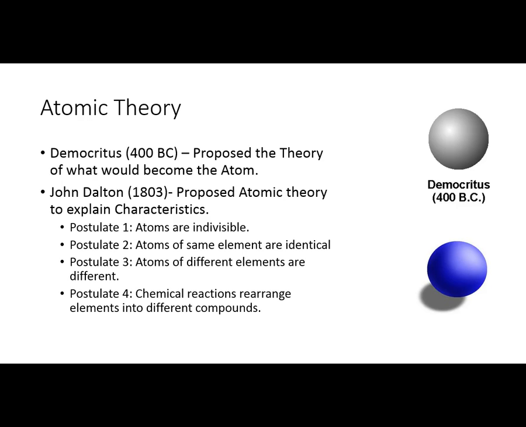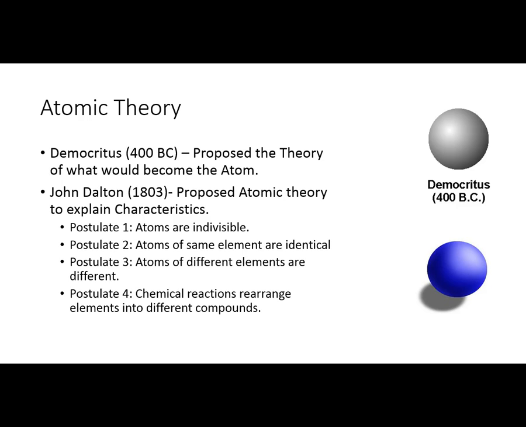Now, starting off in 400 BC, we're dealing with Democritus, who just proposed the idea that the atom actually exists. He didn't have any proof. He didn't have any background on it. Just in his mind, he thought, there has to be a point where we can no longer break things down. So he was the first to actually propose the theory of atoms. There's only one problem: no proof, no credit.